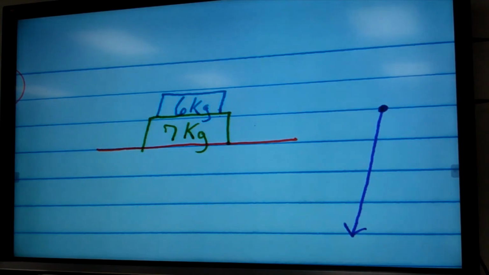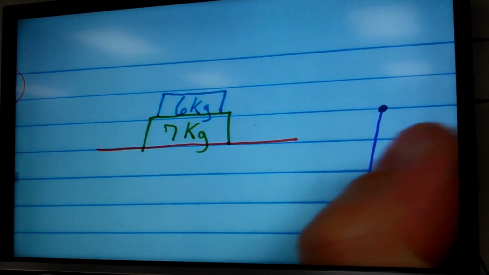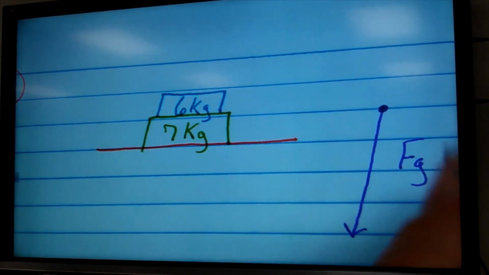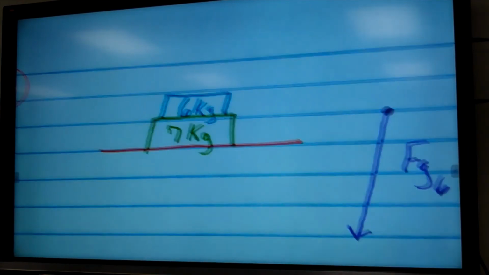Okay, now here's the thing. Weight's coming down. Force of gravity, but what is that the force of gravity of? What's that the weight of? That 6 kilogram block. So I'm going to put a little 6 here, so that I know that.